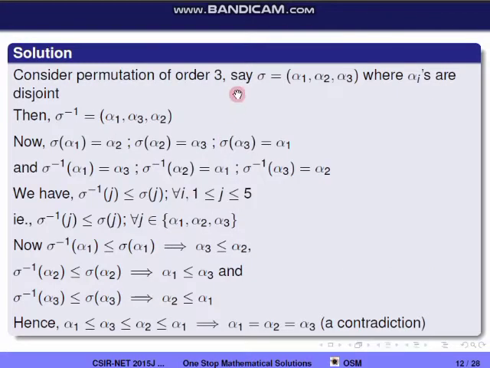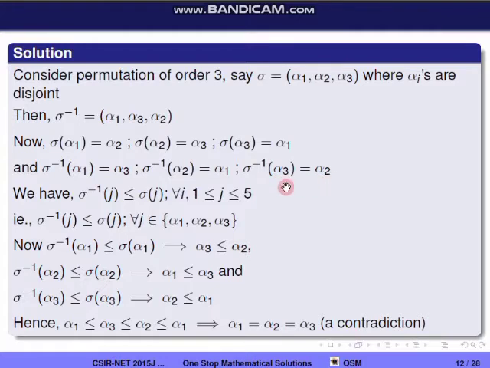Suppose it belongs, say sigma is equal to (alpha 1, alpha 2, alpha 3), a 3-cycle where the alphas are disjoint. Then sigma inverse is equal to: keep alpha 1 fixed, interchange alpha 2 and alpha 3. So sigma inverse is equal to (alpha 1, alpha 3, alpha 2). So under sigma, the image of alpha 1 is alpha 2. Under sigma, the image of alpha 2 is alpha 3. Under sigma, the image of alpha 3 is alpha 1. That is what is written here. Similarly, write it for sigma inverse. So sigma inverse of alpha 1 is alpha 3. Sigma inverse of alpha 2 is alpha 1. Sigma inverse of alpha 3 is alpha 2.